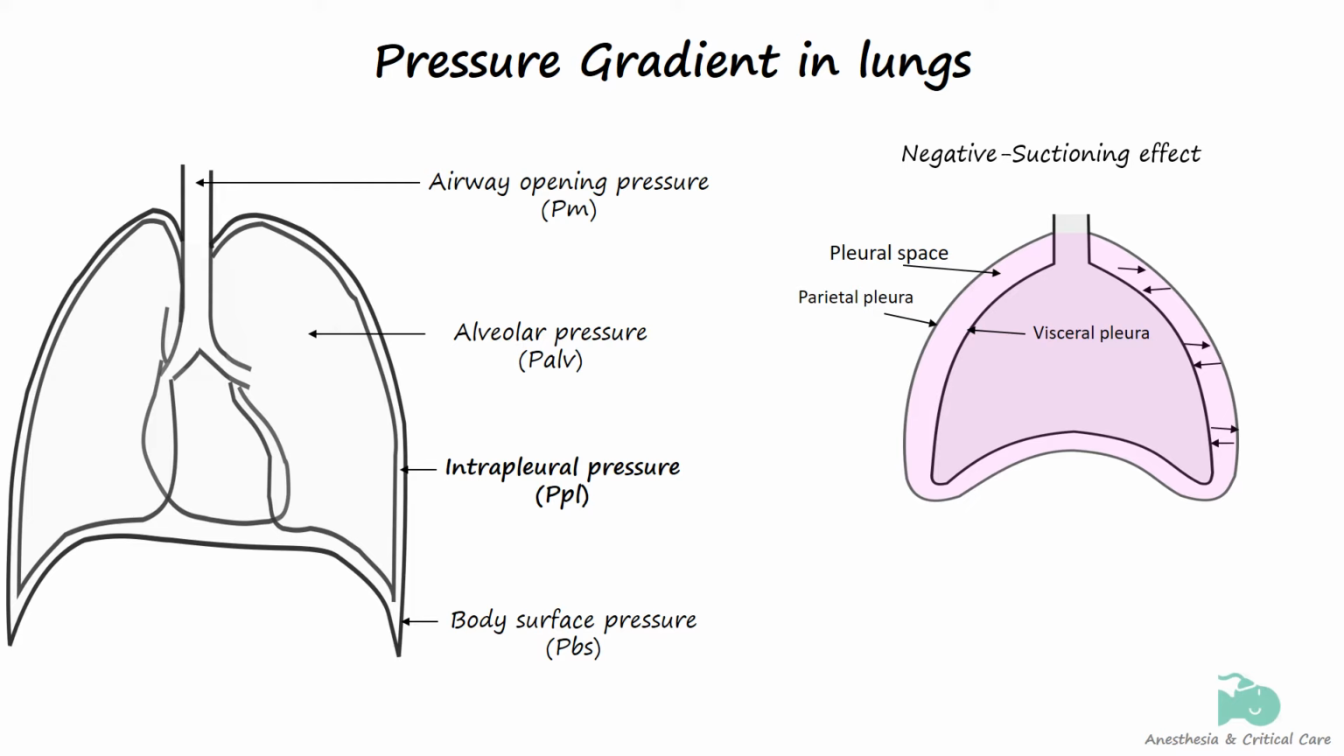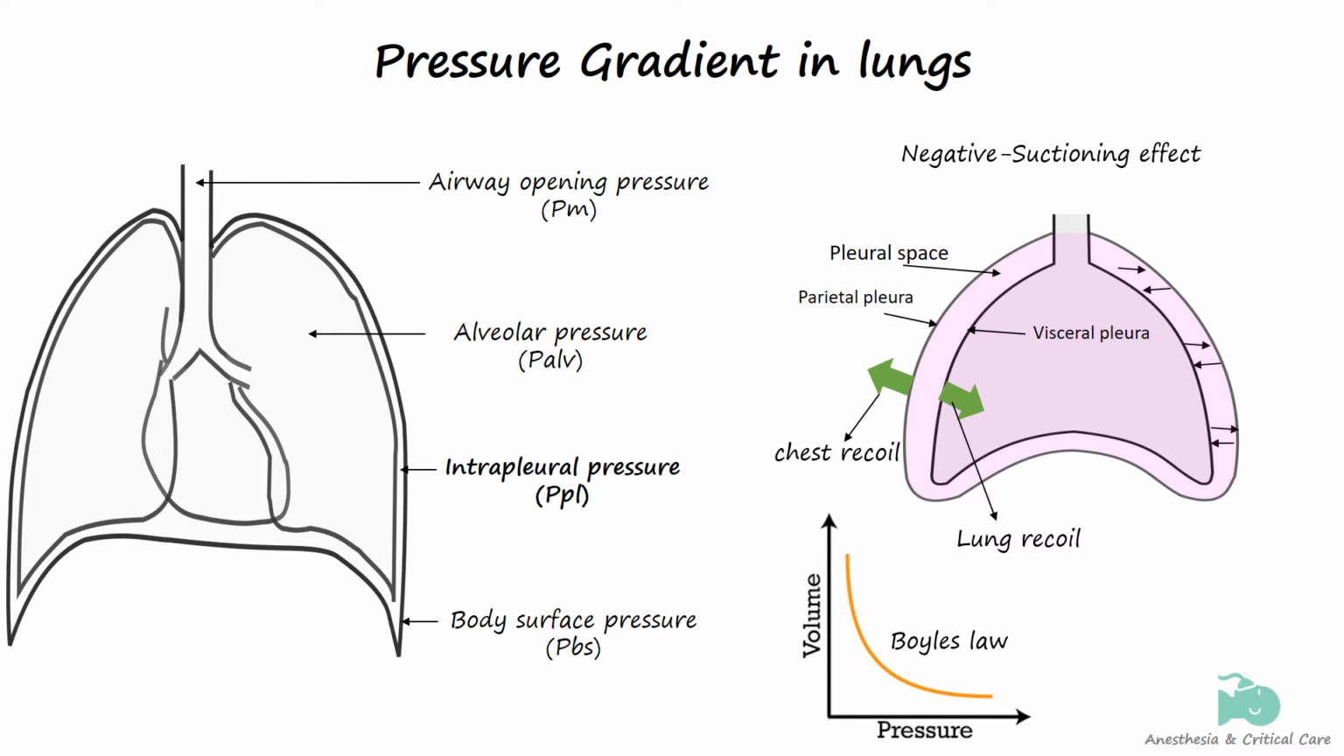The elastic recoil of lung tissue and the surface tension on the alveoli cause the visceral pleura to be pulled inward. On the other hand, the elastic pull by the thoracic cage causes the parietal pleura to be pulled outward, causing pleural space volume to increase. This reduces the pressure inside the pleural space according to the pressure-volume relationship of Boyle's law.